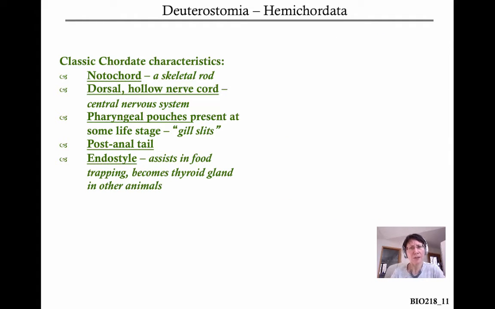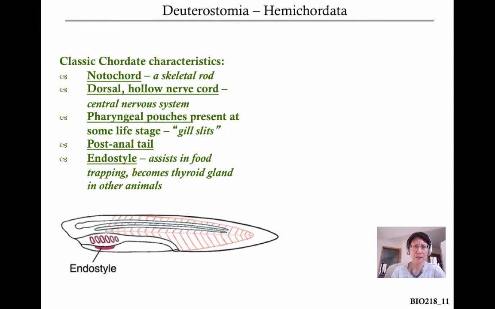And then the endostyle is the fifth characteristic. This is an organ that's used in ancestral taxa in association with the pharyngeal gill slits. It produces mucus and helps to trap food particles that are passing through those pharyngeal gill slits. And then it helps by ciliary action to transport the food items to the digestive tract.